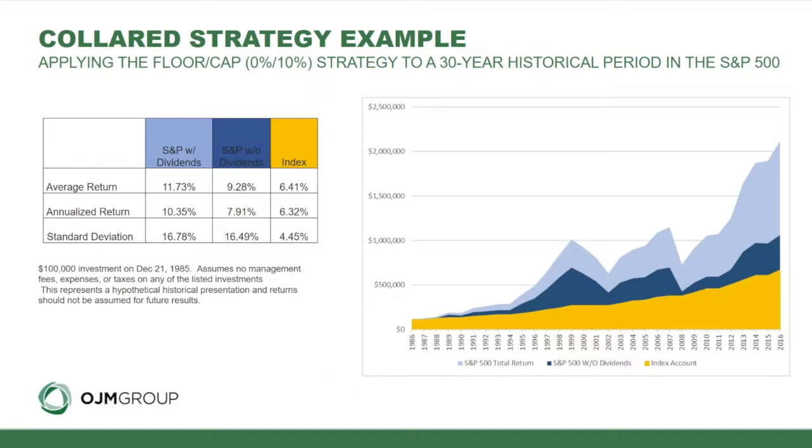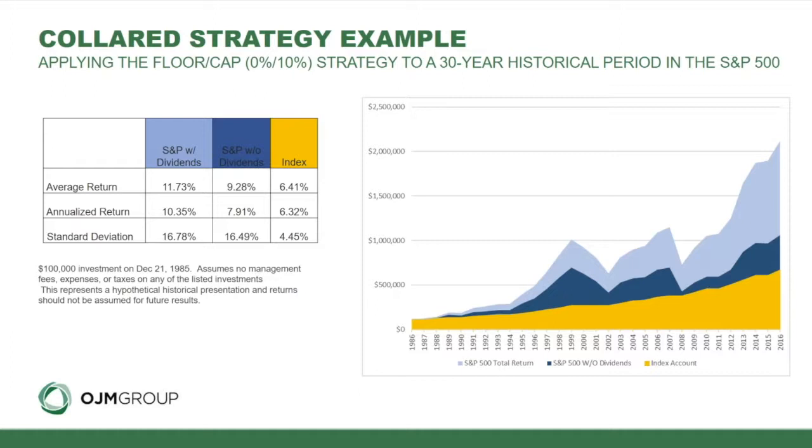So what does that mean? That means that to get the S&P with dividend return of 11.73%, you're going to take 4 times more risk than you would with an indexing strategy to earn a 6.41% crediting rate. So you're taking 4 times the amount of risk for really about a 5% increase in return in this particular strategy. So that's an important thing to know.